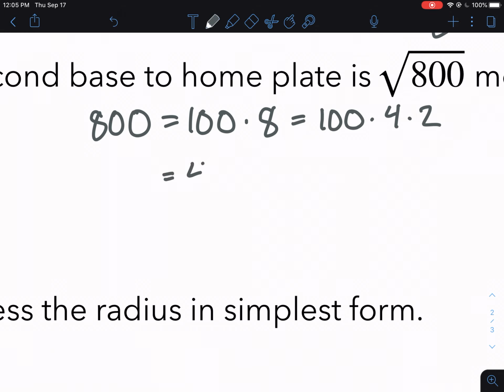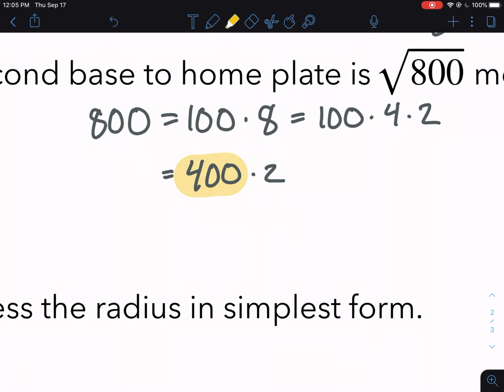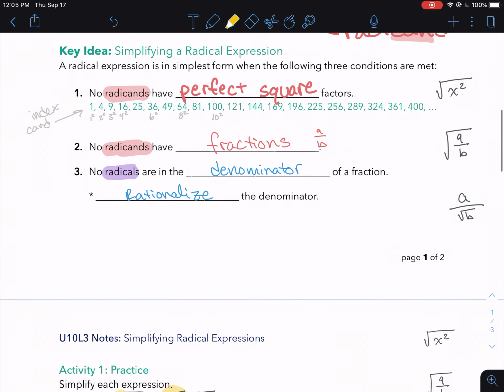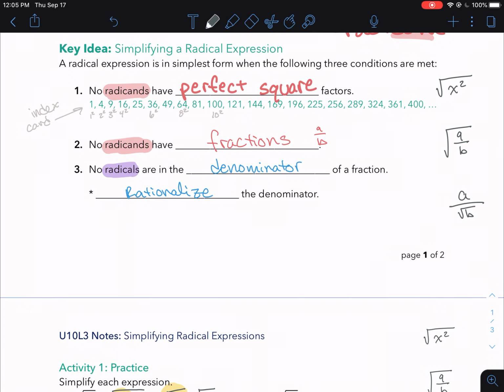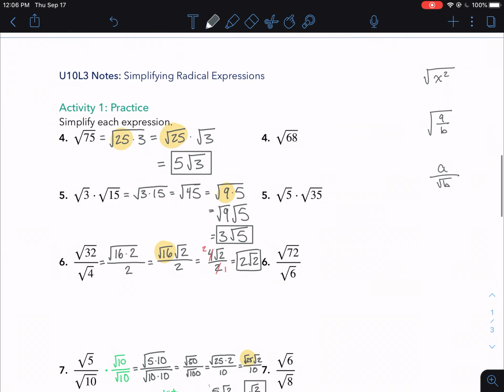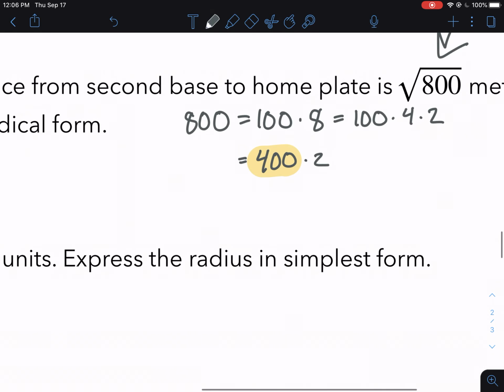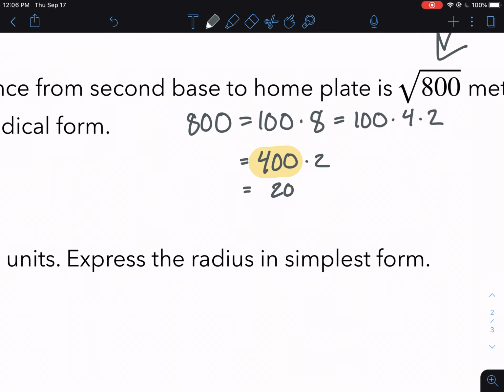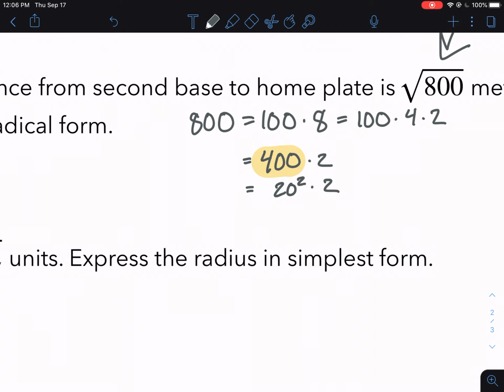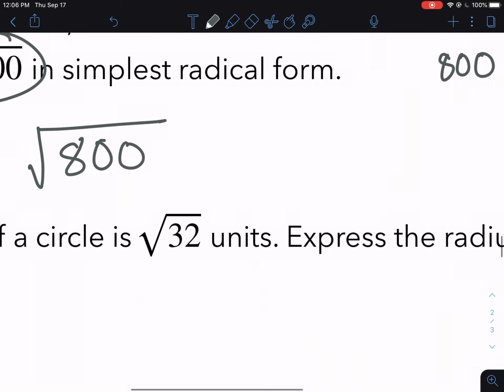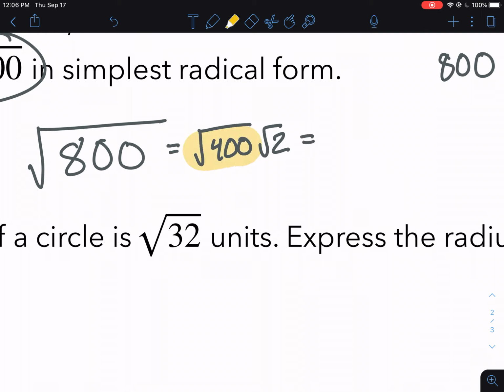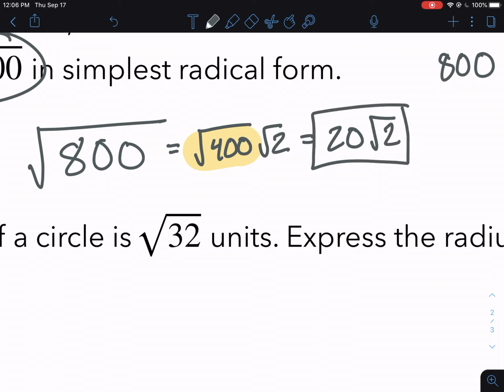800 is 400 times 2. And 400, you'll notice, is in our list of perfect squares because it is 20 squared. Ooh, right? Cool, huh? So 800 is 20 squared times 2. Isn't that radical? Okay, so we can break this up as the square root of 400 times the square root of 2. And as we just found out, the square root of 400 is 20. So it's 20 times the square root of 2. That's it. We're all set.